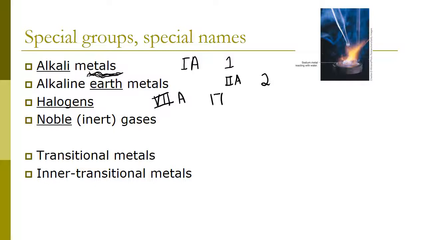The last special group that we want to talk about is the noble or the inert gases. This is group 8A, or group 18. They used to be called inert, meaning that they don't react with anything, but then they found out, you know what, there is a little bit of limited reactivity, especially when you get to the larger ones. There's even some that's radioactive. So instead they call them the noble gases.